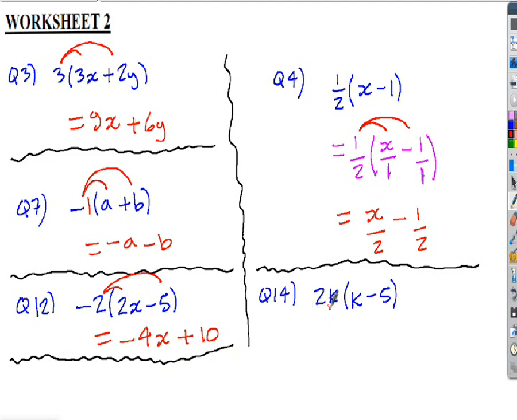Question 14, we've got 2k outside the bracket as multiplied by the k minus 5 inside the bracket. So again, expanding the bracket. 2k multiplied by k will be 2k squared from use of indices. Don't forget there's an index of 1 here and 1 here. So from indices, we did another previous presentation, that would be k squared. And then 2k multiplied by the negative 5 is negative 10k.